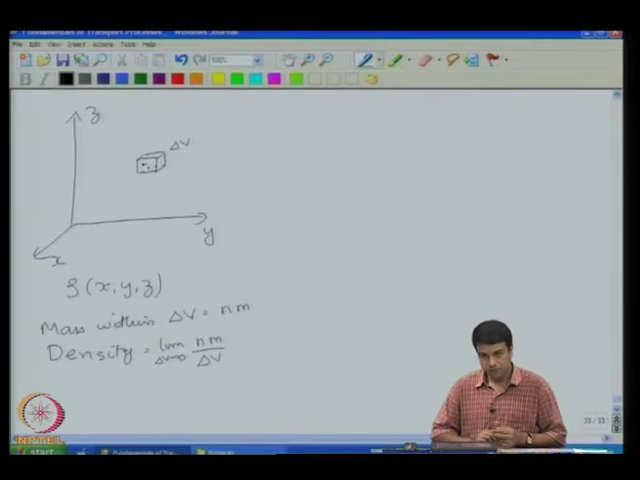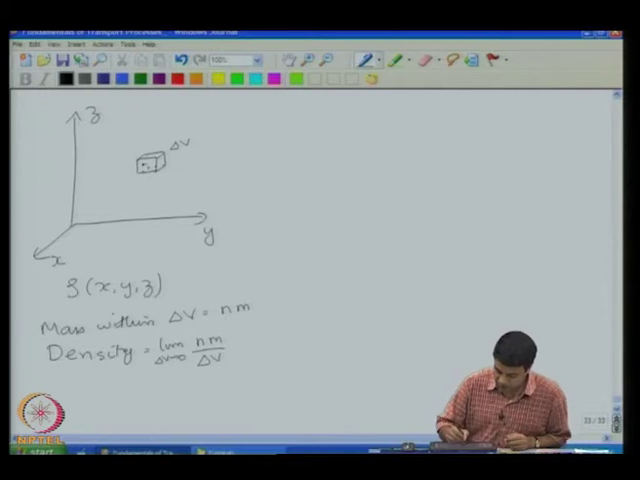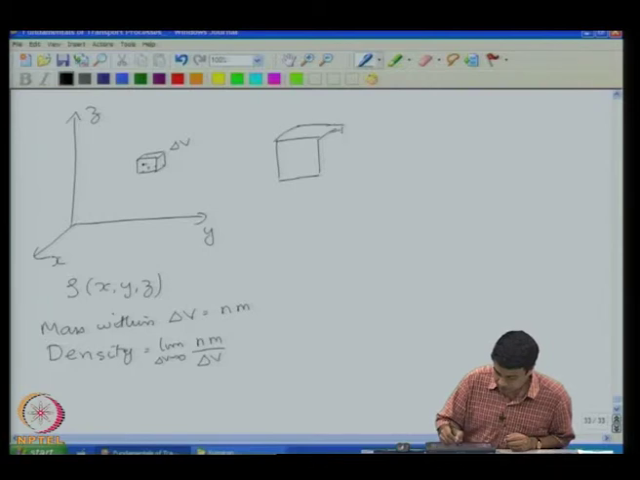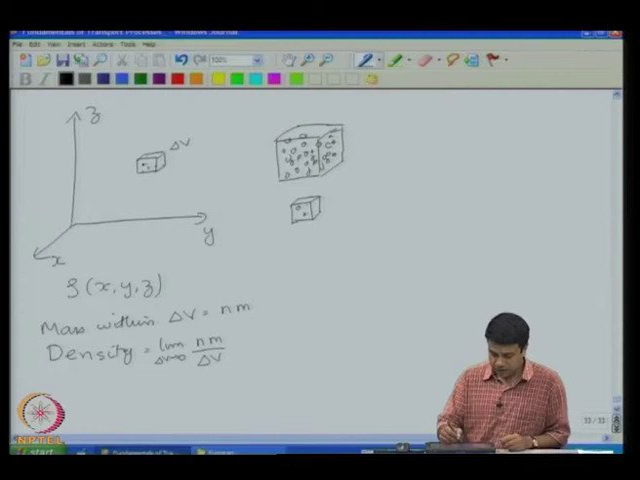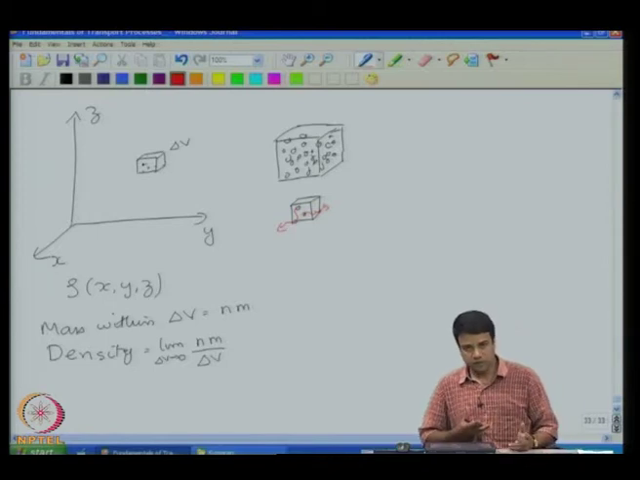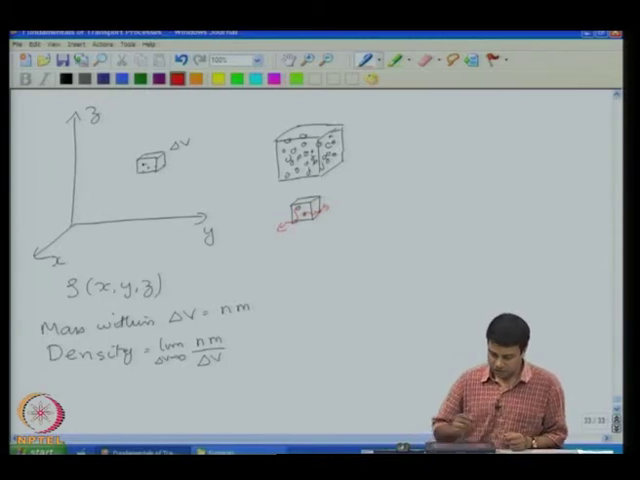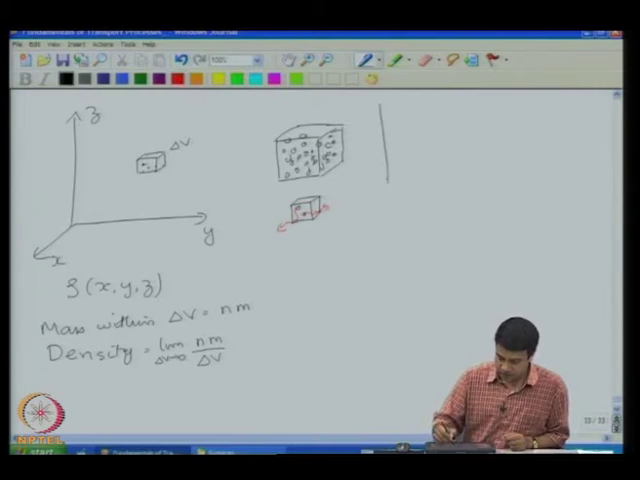Clearly there is a problem with this definition. As I make my volume smaller and smaller, if I had a significantly large volume, I would have many molecules in it. But as I make it smaller and smaller, I might have just a few. And these molecules are in constant random motion. So, they may come into the volume, they may go out of the volume. So, if I take this measure of density and look at the density as a function of time, it is going to undergo large fluctuations.